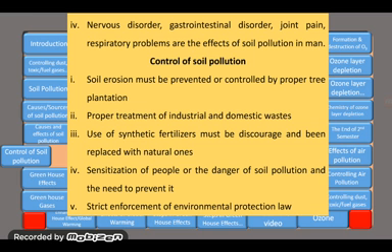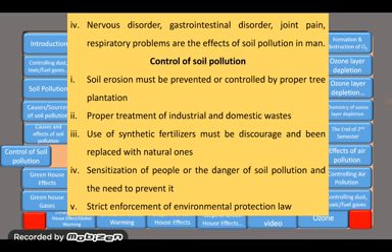Now, control of soil pollution. 1. Soil erosion must be prevented or controlled by proper tree plantation. We have said it earlier that trees serve as a wind and erosion breaker. So it is advisable for us to go green, for us to plant trees in our environment.